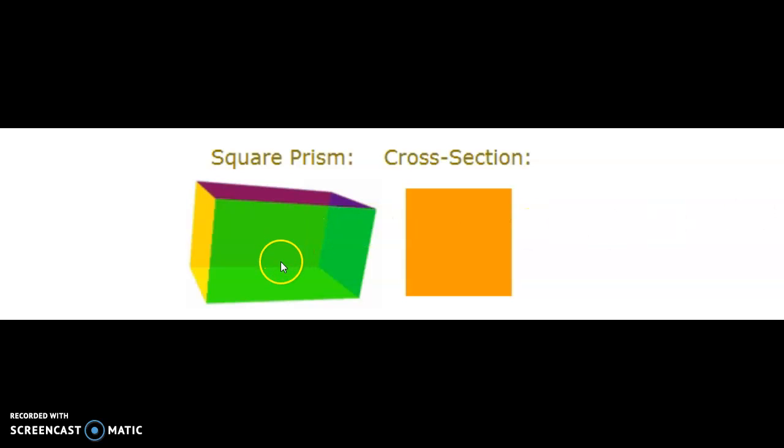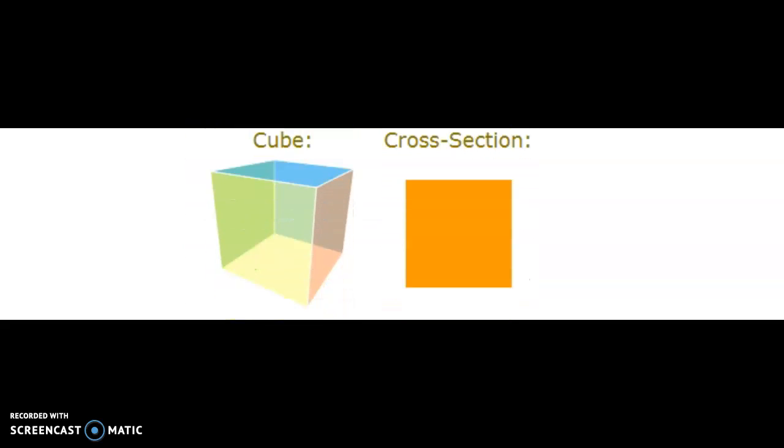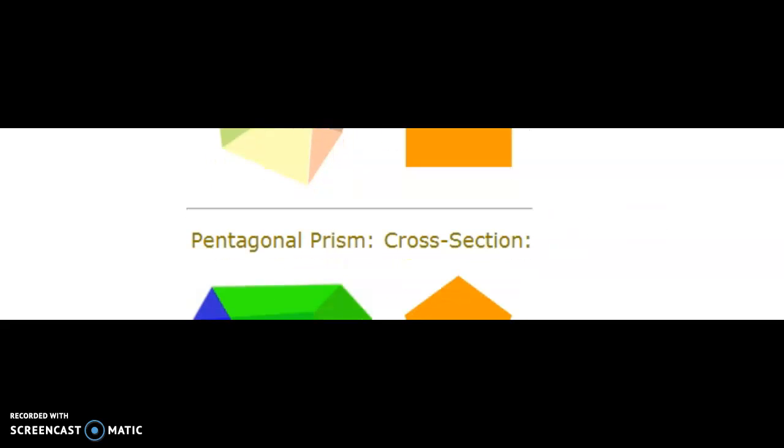So you're looking at a square prism right now. So the cross section of the square prism is also a four-sided shape. The next one is a cube. So a cube has all its faces congruent to each other. So the cross section is a square.